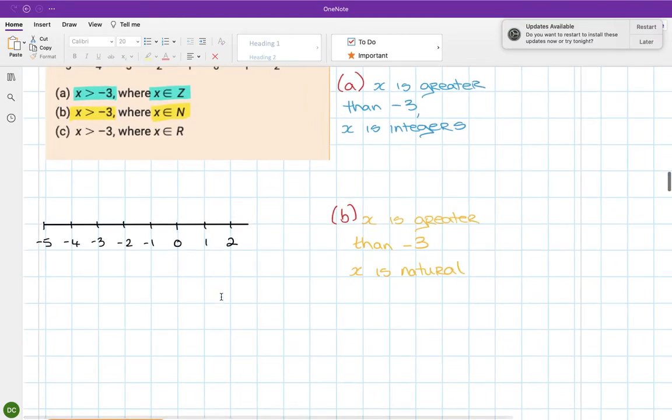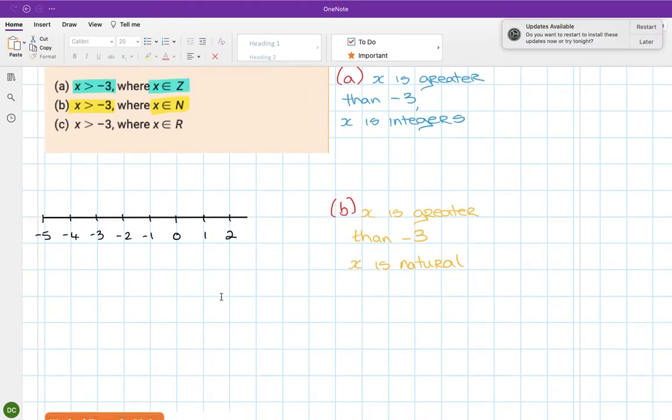Sorry, I'm writing down here. Okay, so greater than -3, we've established the next number greater than -3 is -2. Yeah? But -2 is not natural, so I wouldn't include it. So the next number greater than -3 is -1. That's not natural, so again, I would not include it. Then 0, but 0 is not natural, so I wouldn't include it.